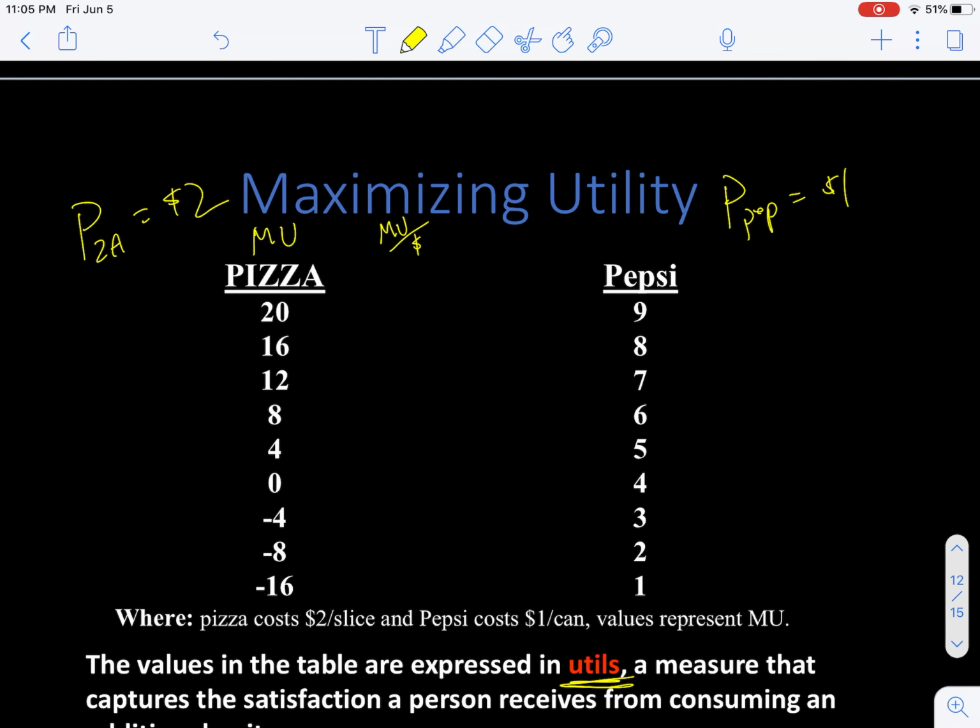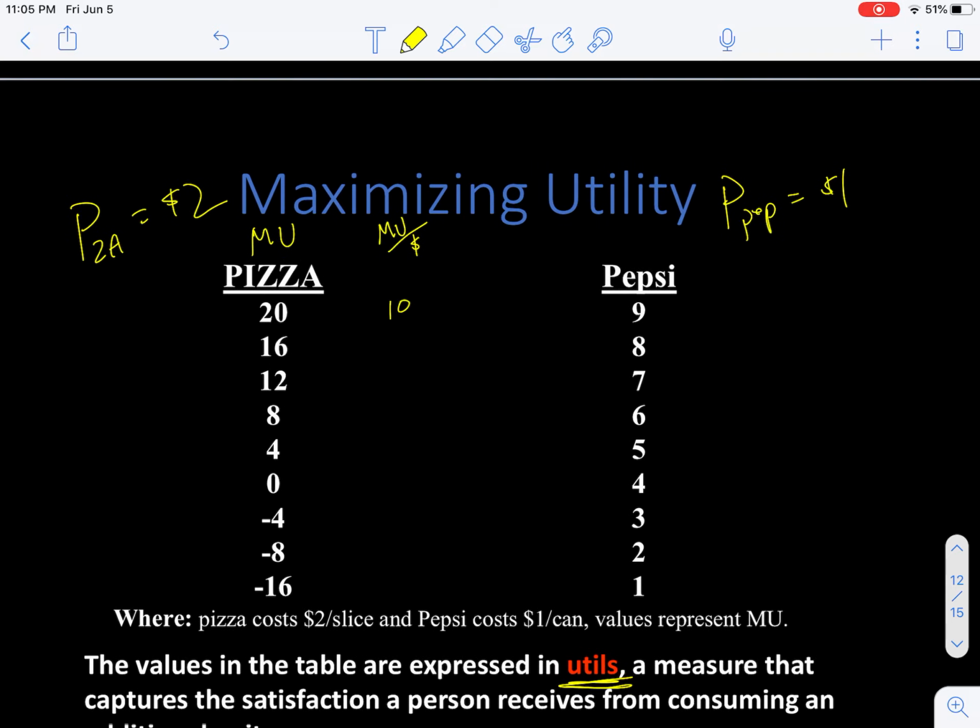There we go. Marginal utility divided by price. So the first slice of pizza gives me 20 utils, right? 20 units of happiness. But it cost me $2. So what's the bang for my buck? 10. Right? 10 units of happiness per dollar. I took the 20 and divided by the price and I got 10.